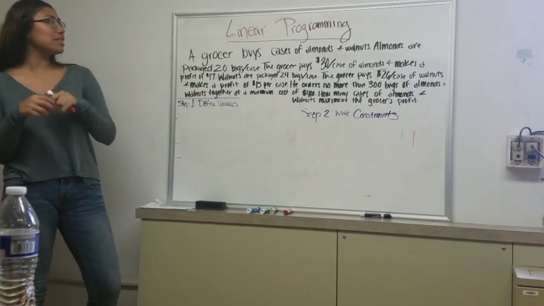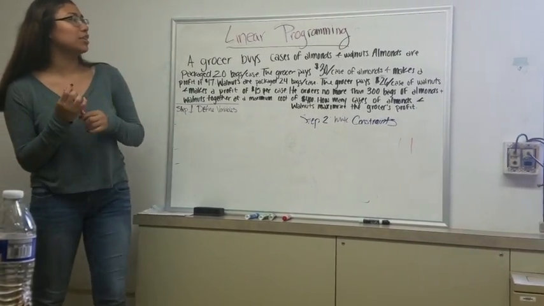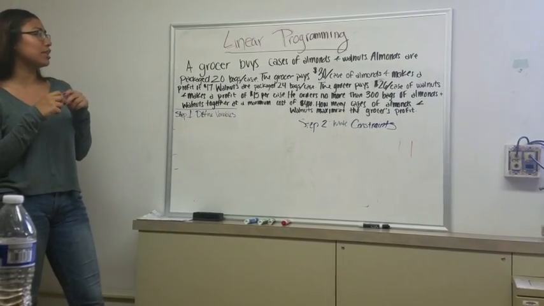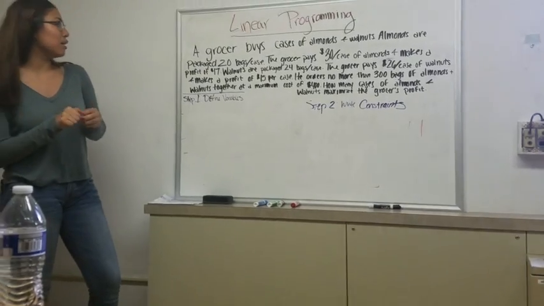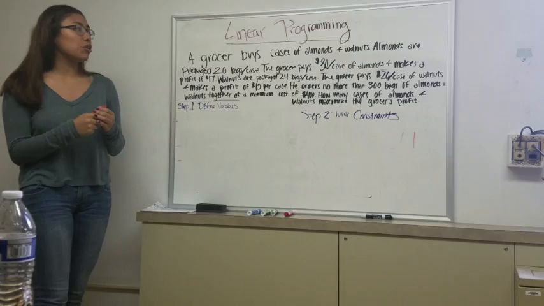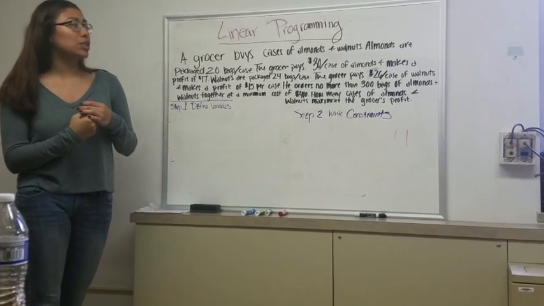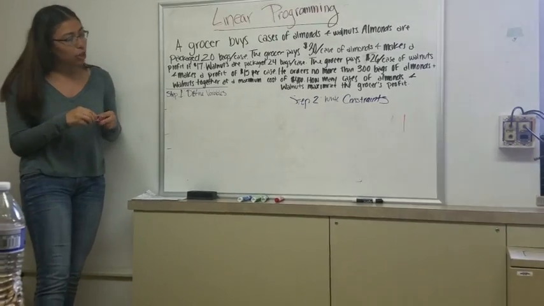Okay, our topic is linear programming, and the question is: a grocer buys cases of walnuts and almonds. Almonds are packaged 20 bags per case. The grocer pays $30 per case of almonds and makes a profit of $17. Walnuts are packaged at 24 bags per case. The grocer pays $26 per case of walnuts and makes a profit of $15 per case.